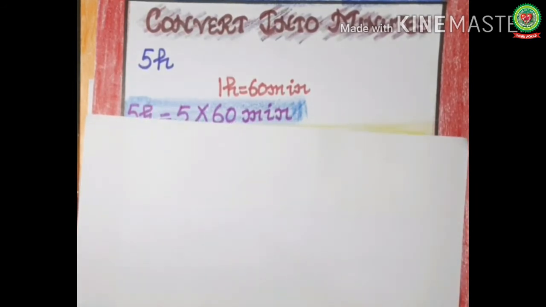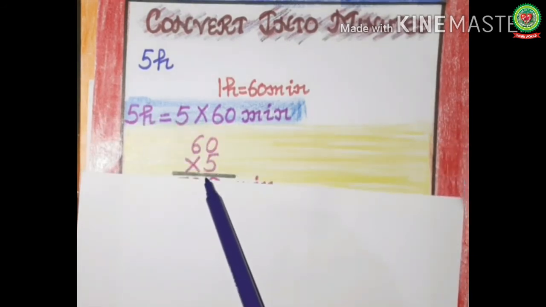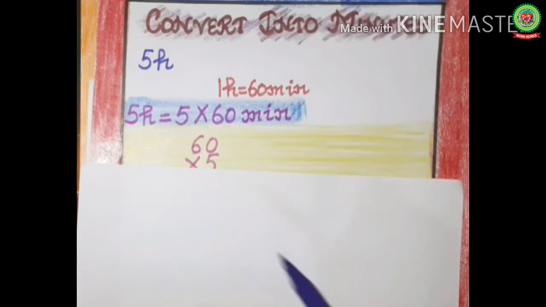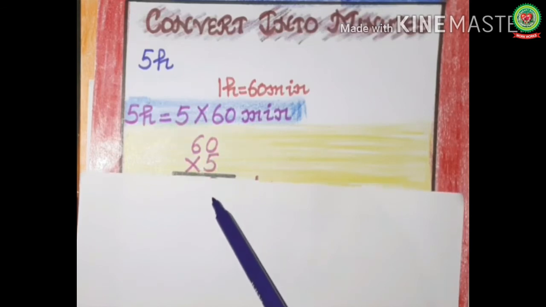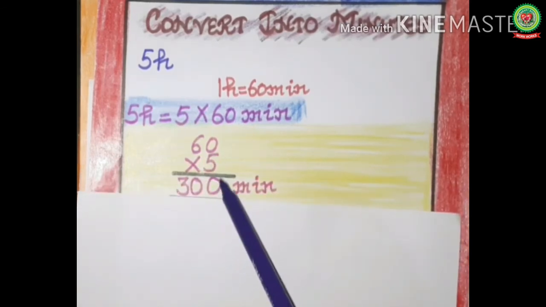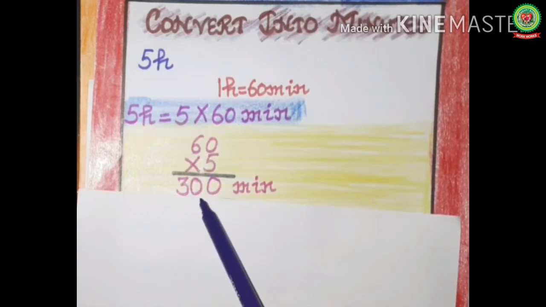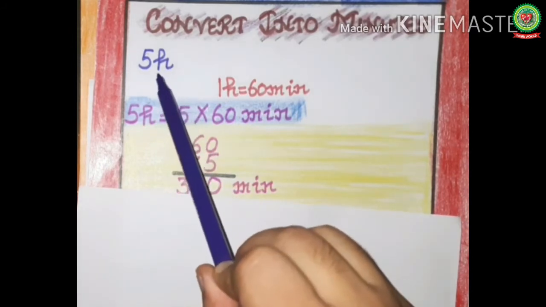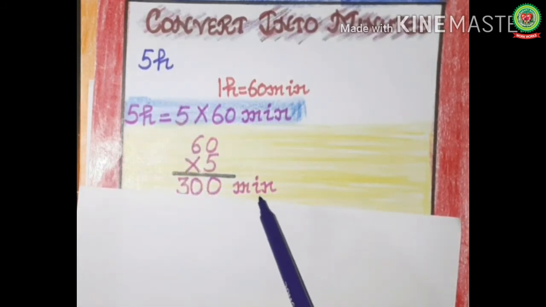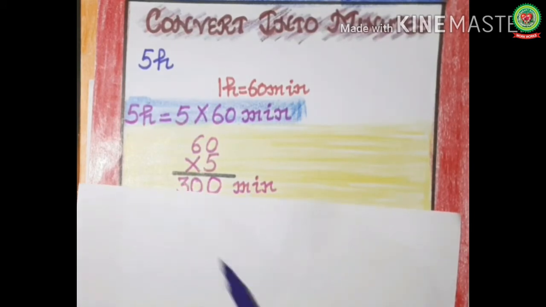So, let's multiply. 60 multiplied by 5. 5 zeros are 0. 5 sixes are 30. Very good. So, the answer is 300 minutes. Students, the statement was given in hours and we have converted that statement into minutes. So that means in 5 hours there are 300 minutes.